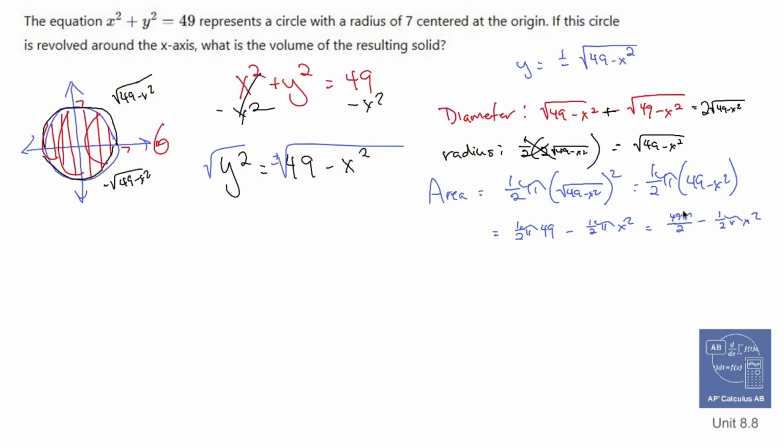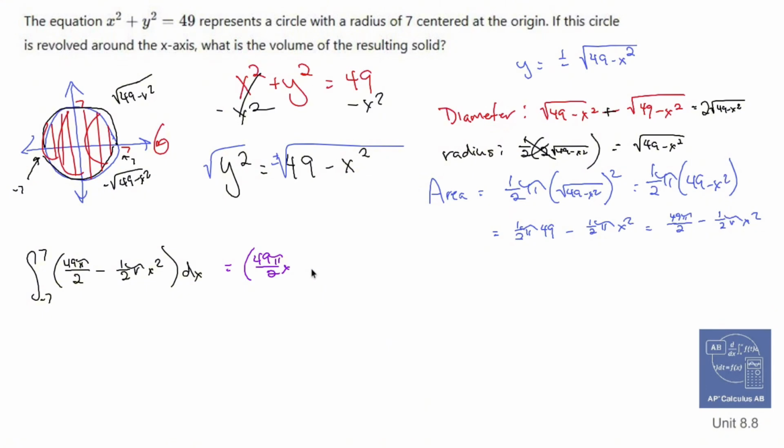Now what I need to do is integrate that. This is a circle that goes out to all the 7s, so my limits of integration are going to be negative 7 to positive 7. So I'm going to have the integral from negative 7 to 7 of 49 pi over 2 minus half pi x squared. Of course, don't forget your dx. Not much to do here, but just to do it. 49 pi over 2 becomes 49 pi over 2 x.